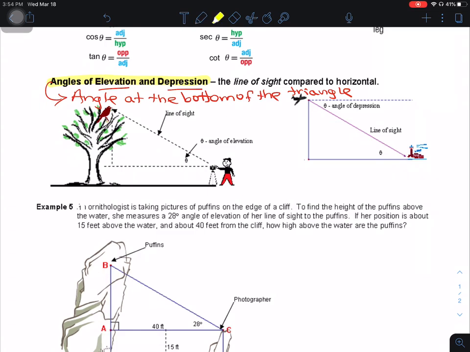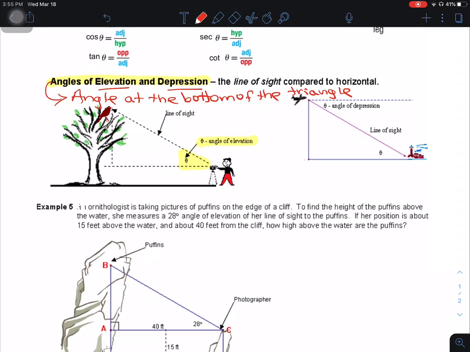So let me just give you an example here. You can see here on the left, there's a person that's taking a picture of a bird in a tree, and right here in the bottom right corner, we have labeled that's the angle of elevation. Okay, so if you can just try to remember, angles of elevation, angles of depression are always at the bottom of the triangle. That will help get it in the right place.